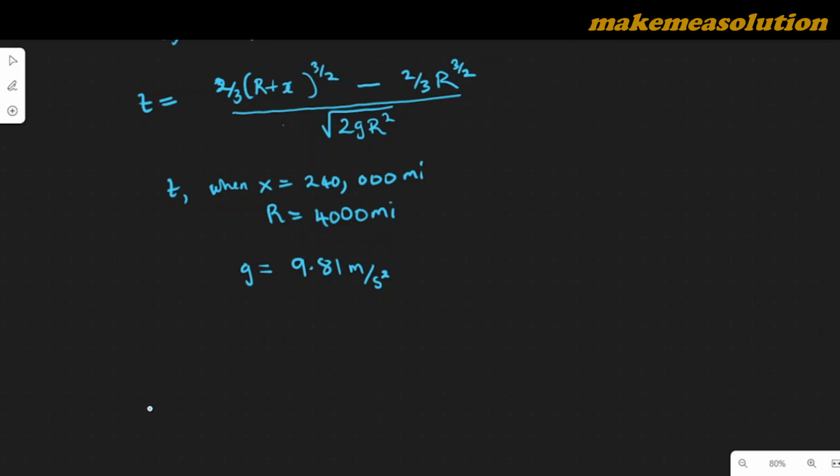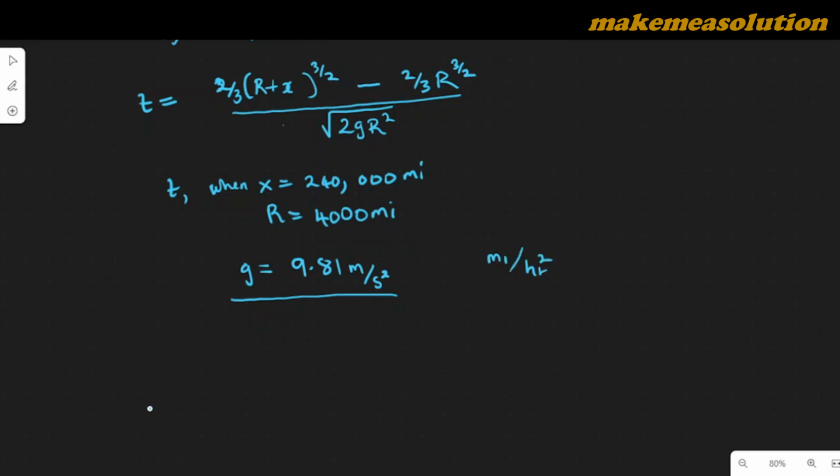I guess you paused the video and tried it by yourself. So let's see what we're going to get together. Let's see if what you got corresponds with what I get. The first thing I'm going to do, since I'm giving my distances in miles, is convert this gravitational constant to a unit corresponding to miles per hour squared.